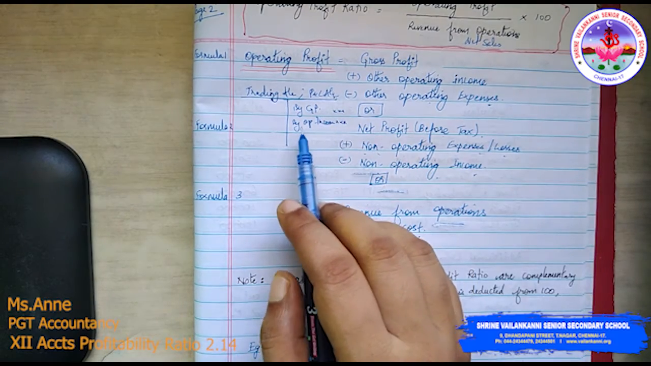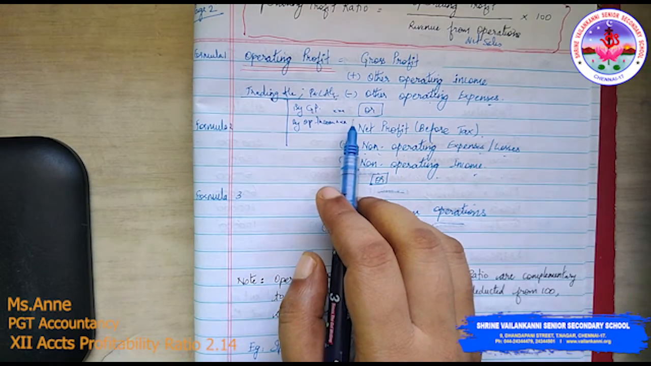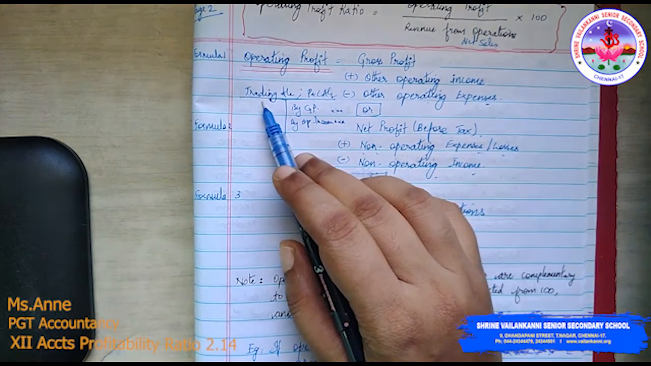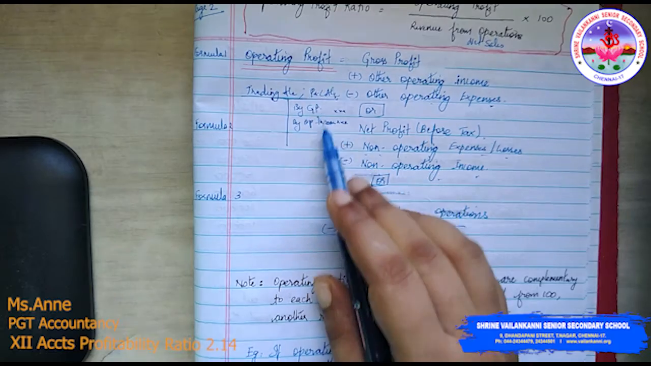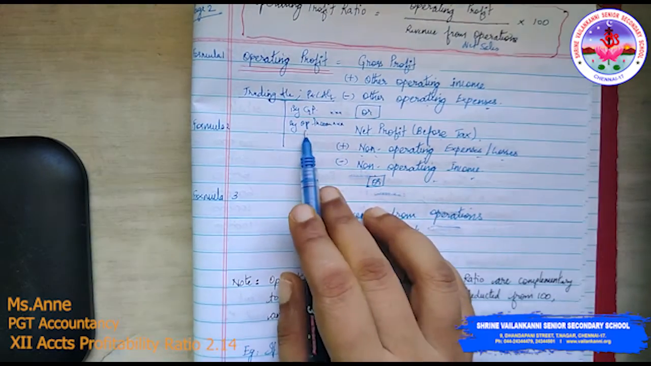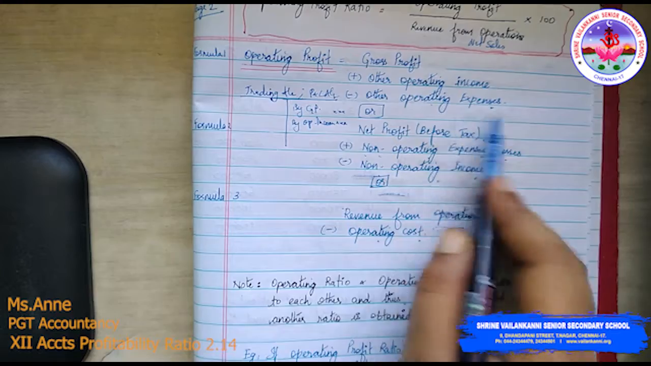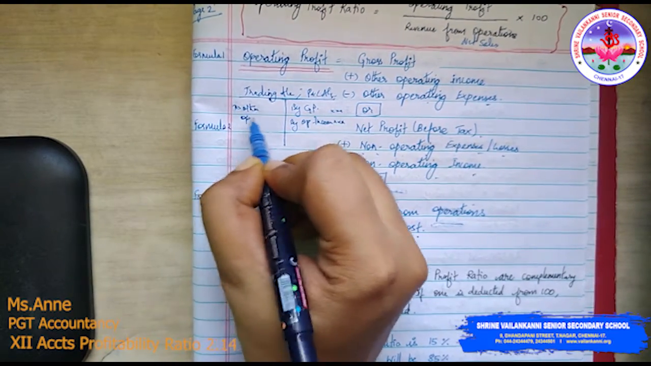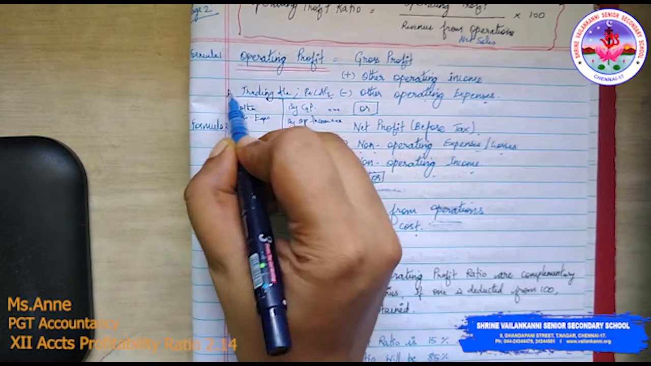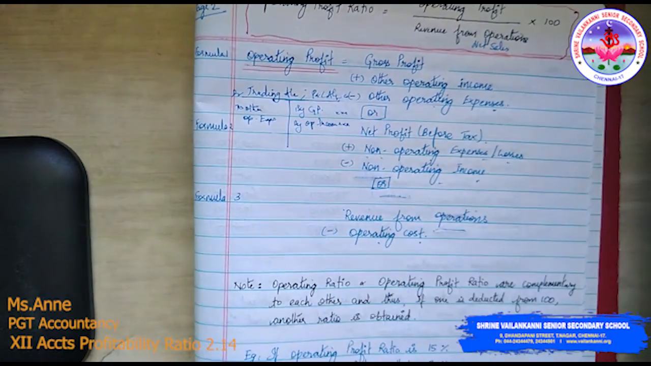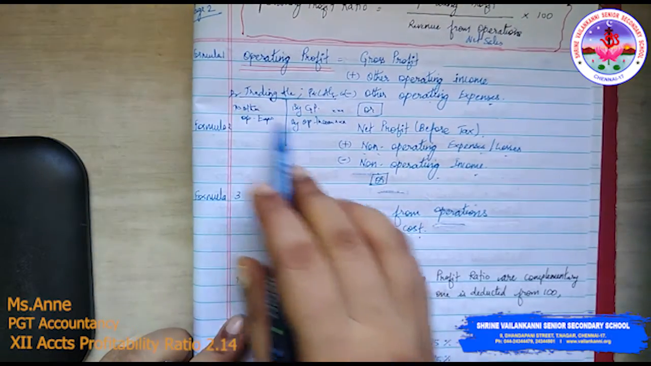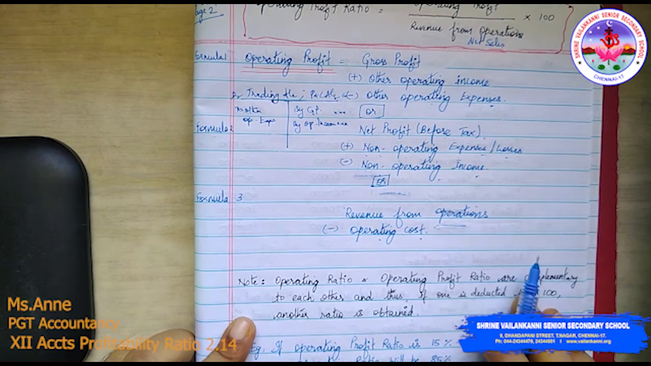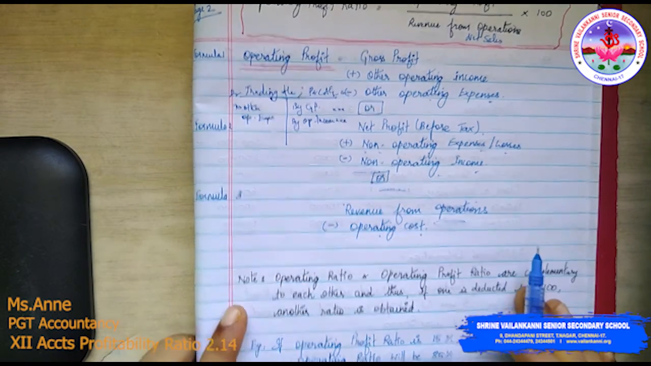Okay, and other operating income, there may be some other income that cannot be shown in the trading account, but it can be shown in your P&L account. So there I have written other operating income. Then other operating expenses, where will you write here? Other operating expenses, obviously in the debit side, income to be in the credit side. So the difference of all these elements is called operating profit. I'm sure that you are able to understand what we are trying to discuss.